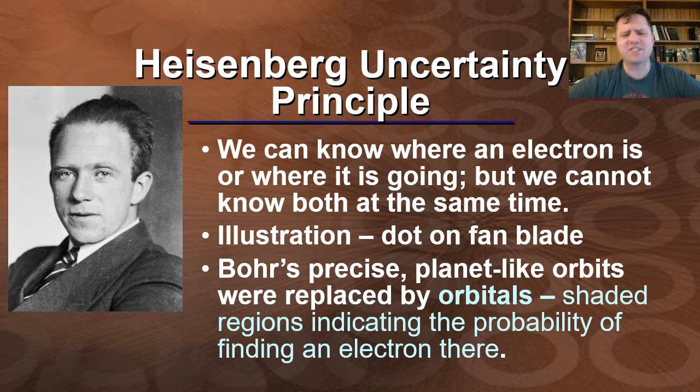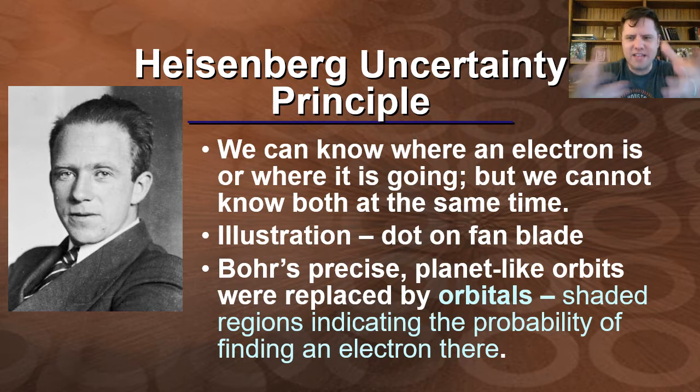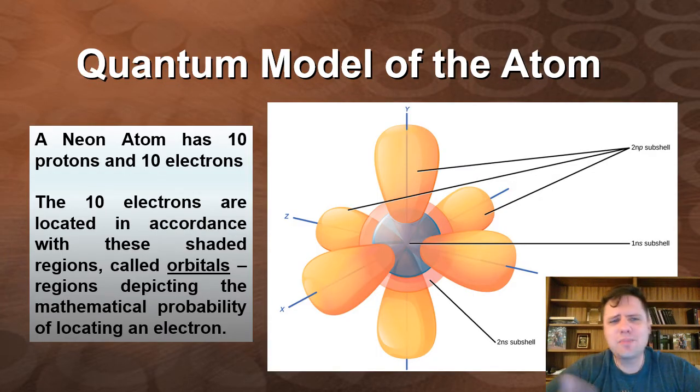So Bohr's precise, planet-like orbits become replaced with the idea of orbitals, which are shaded regions. They're mathematical probabilities of where we might find an electron. So it's kind of like a region of density, where they're showing electrons should be found somewhere in this area. And they look something like this.